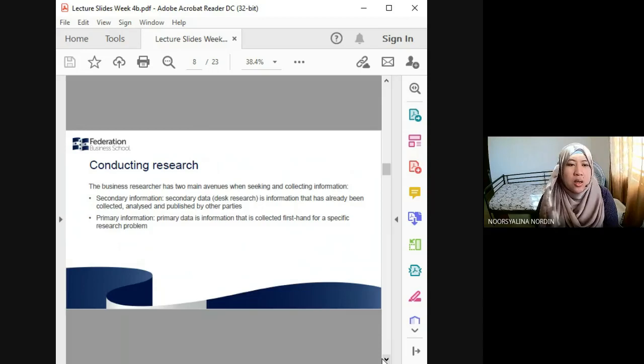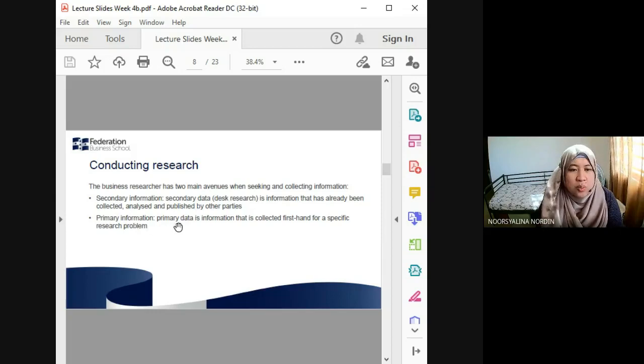The first one, of course, they have two. How do you want to collect the data? We have primary data, or the main data, and the second one we have is the secondary data. This year they use the words primary information and secondary information. Okay, so we start with the primary information, which is the main one.